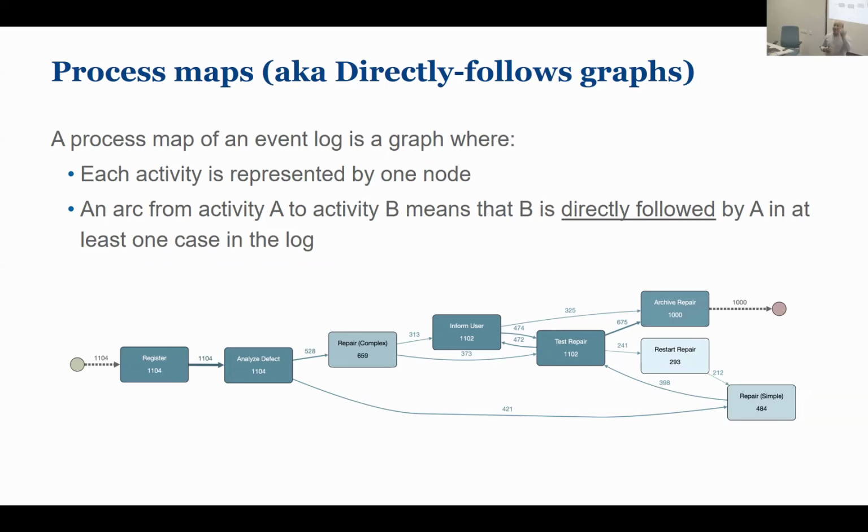There are boxes and there are arrows, and that's it. There's nothing more. Every box represents an activity, a task in the process, recorded in the event log. And every arrow between two boxes represents the fact that in at least one instance of the process, in at least one case of the process, task 1 came immediately before task 2.